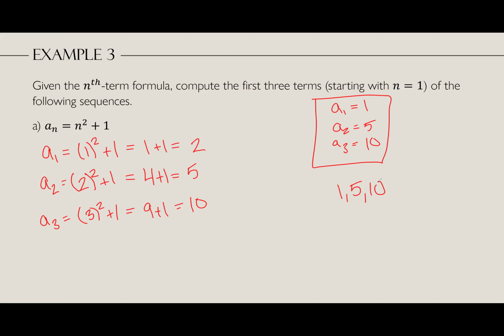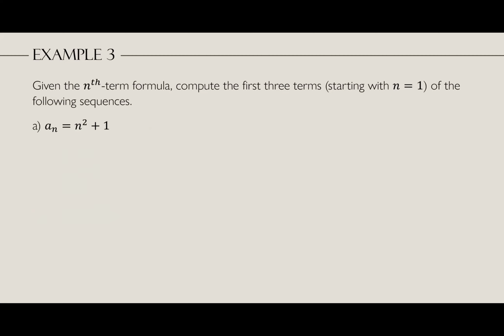Let's do a part B to really solidify this. Part B. Now I have something that's a little bit more complicated, but I think we can handle it. Again, I want A1, A2, A3, the standard business. I'm going to write them on the side here for my final answer.